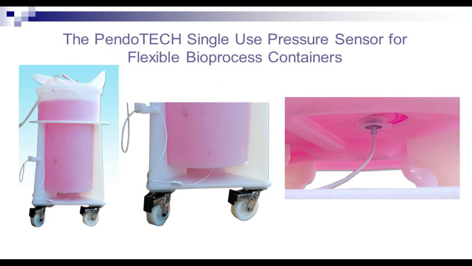And the great thing about this, and the reason why this is important, is that we're using this pressure sensor for flexible bioprocess containers to be able to measure volume. And we're going to get into this a little bit at a high level, but the neat thing about this is that the pressure sensor would always be in the same position on the bioprocess container.